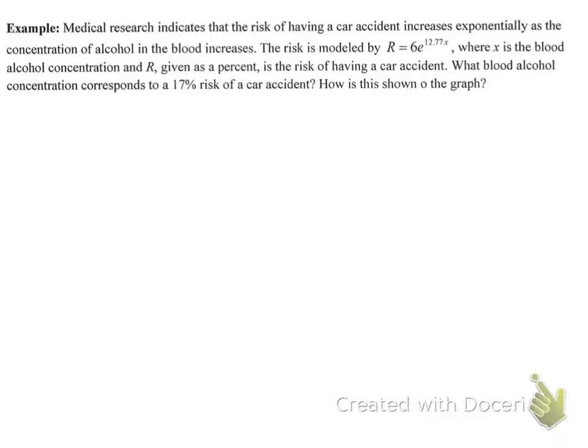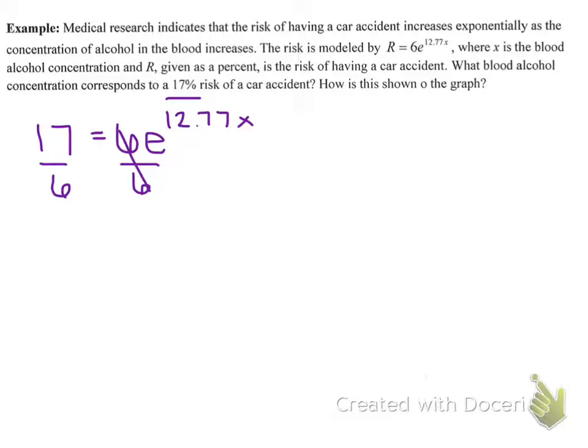So they give you the equation and they give you the percentage, so we simply just plug in the percent for the R. Notice the problem says it's measured as a percent, and that's why we don't change it to a decimal. We need to get our base by itself, so we're going to divide both sides by 6. Because this is a word problem, I want my answers to be as exact as possible, so I am not going to write 17 over 6 as a decimal. I'm going to leave it as a fraction.